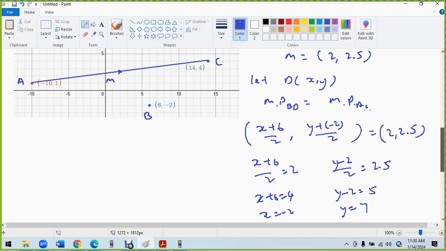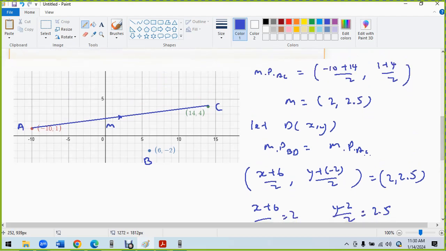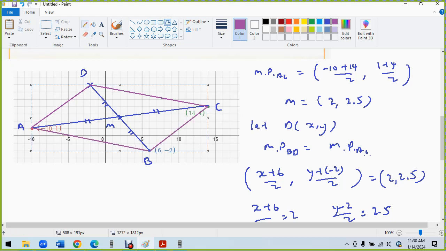So negative 2, 7. So it is negative 2, 7 here. This will be the D. Okay. So we can observe that this is actually the midpoint. So this midpoint is equal to midpoint here. Okay. So we have something like this.